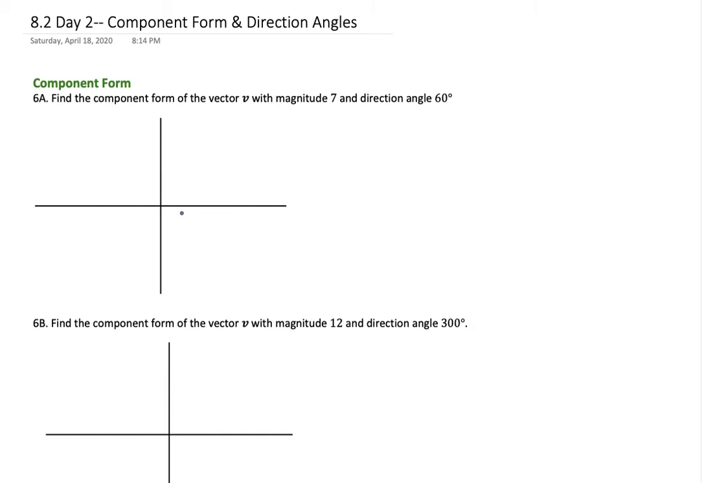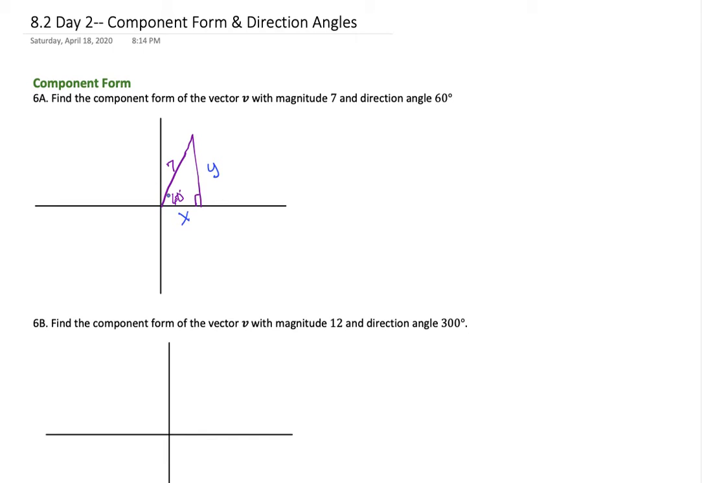But it says find the component form of the vector v with magnitude 7 and direction angle 60. Well, I'm just going to sketch that out. So we'll pretend this is 60 degrees right here, and then 7 is my length. And that is a great right triangle. Okay, you get the picture. So all I need to do is find this vertical and this horizontal, so I have my component form.